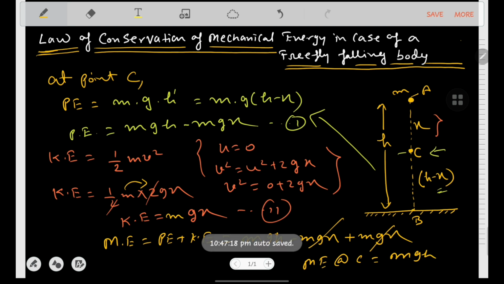Previously at point A we got the total mechanical energy as mgh, and now at point C we also get mgh. It means till point C the conservation of mechanical energy is true. I hope this point is clear to all of you, how we get the value mgh once again at point C. Next and the last one is point B, at the surface, when the object reaches surface B, what will be the mechanical energy. You can pause the video and review the whole procedure of how we found the mechanical energy at point C.